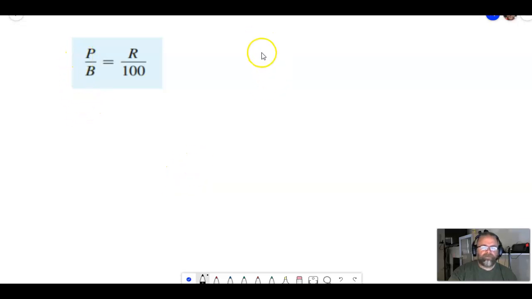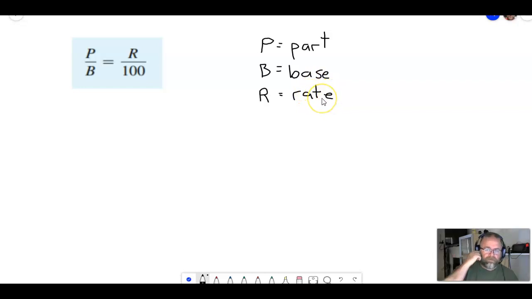So the P is going to be the part. That's going to be the part of some fraction, right? It's going to be the top part of some fraction. The B is going to be the base of the fraction. Sometimes it's called the whole. R is going to be the rate in percent form. And finally we have the 100, which is always going to stay the same.